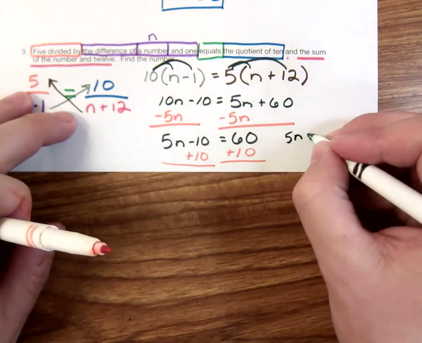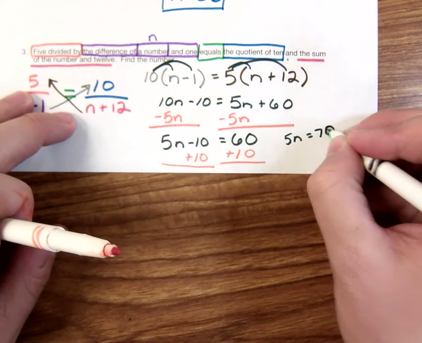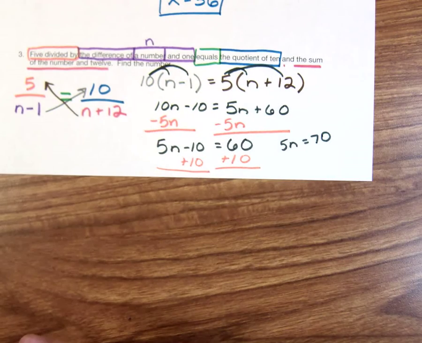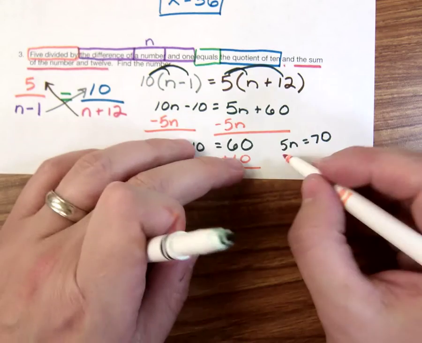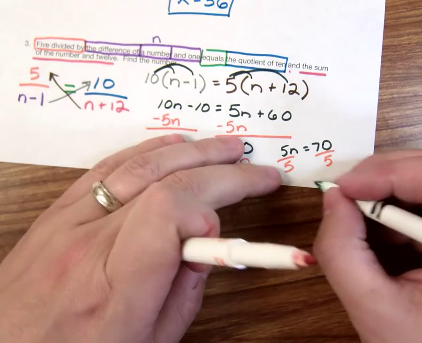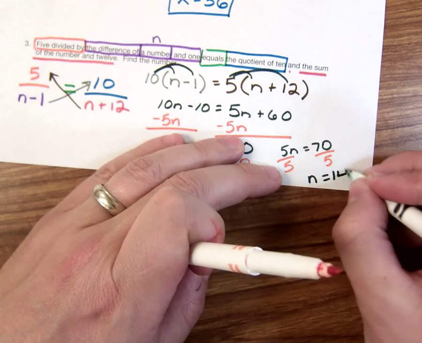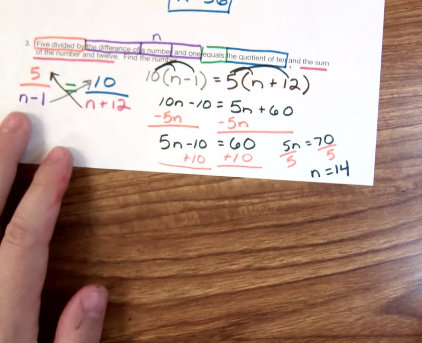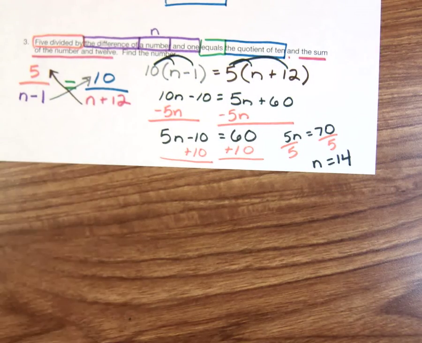So 5n equals 70. And then divide by 5. And 70 divided by 5, I think, is 14. That wasn't so bad. I mean, we've definitely done worse things.